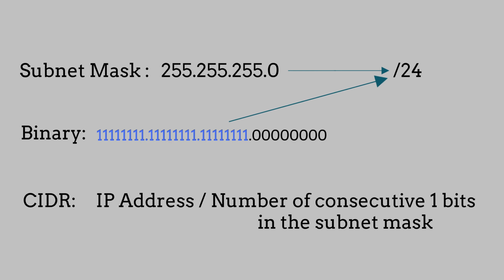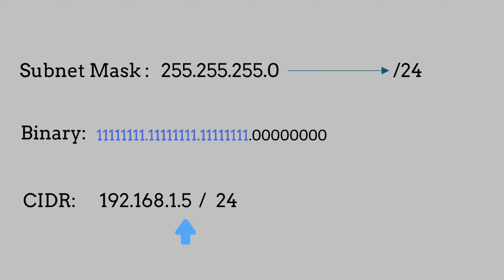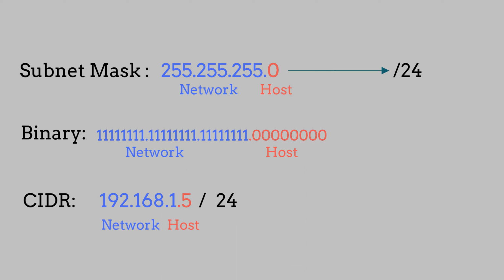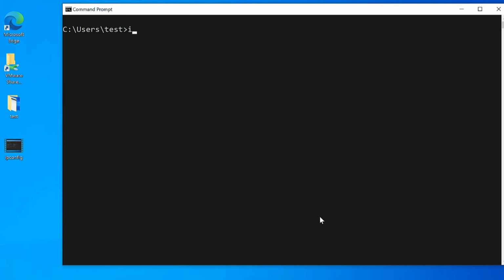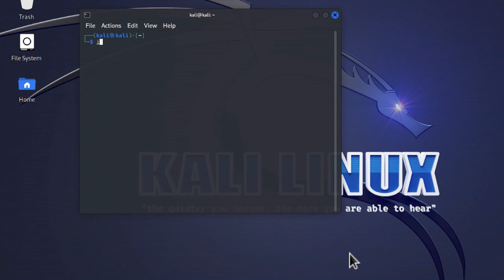When we consider an IP address such as 192.168.1.5 with a subnet mask of 255.255.255.0, it would be written as 192.168.1.5/24 in CIDR notation. The /24 signifies that the first 24 bits of the IP address are used for network identification, while the remaining bits are used for host identification within the network. You can view your subnet mask by using the ipconfig command on the Windows command prompt, and ifconfig on Mac and Linux terminals.